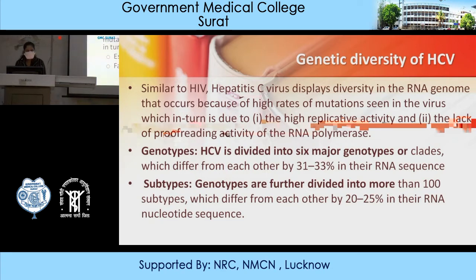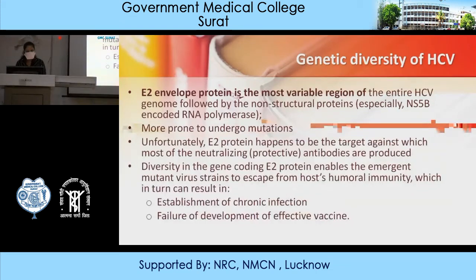E2 envelope protein is the most variable region of the entire HCV, followed by non-structural proteins, and that is more prone to undergo mutations. Unfortunately, E2 protein happens to be the target against which most of the neutralizing protective antibodies are produced. So diversity in the gene coding E2 protein enables the emergent mutant virus strains to escape from the host humoral immunity. That is why there is establishment of chronic infection and failure of development of an effective vaccine.